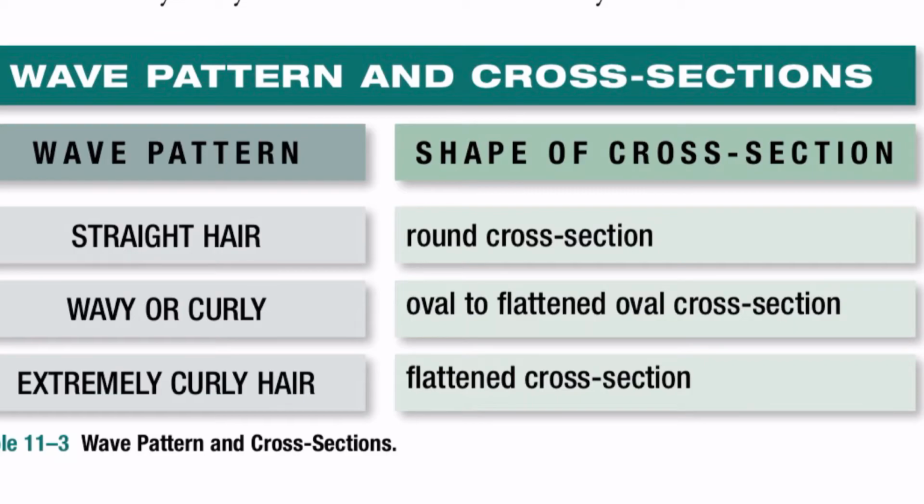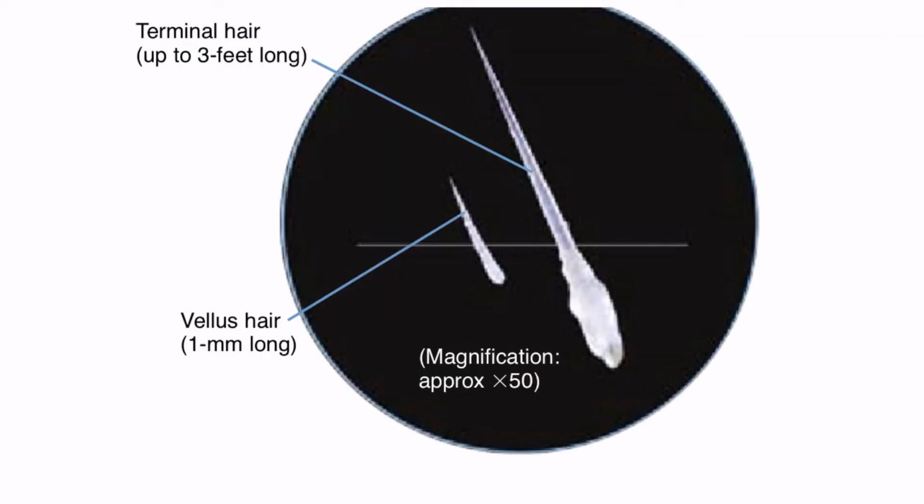So here's a really good visual chart for you guys. If you were to look at the shape of the cross section, that means they took a hair strand and cut it widthwise, not lengthwise, and they're looking at it under a microscope. Under a microscope, the cross section of straight hair is round. Wavy and curly is an oval to flattened oval cross section. And extremely curly hair has a cross section that is actually flattened. And here's a really awesome magnification, 50 times the normal size.